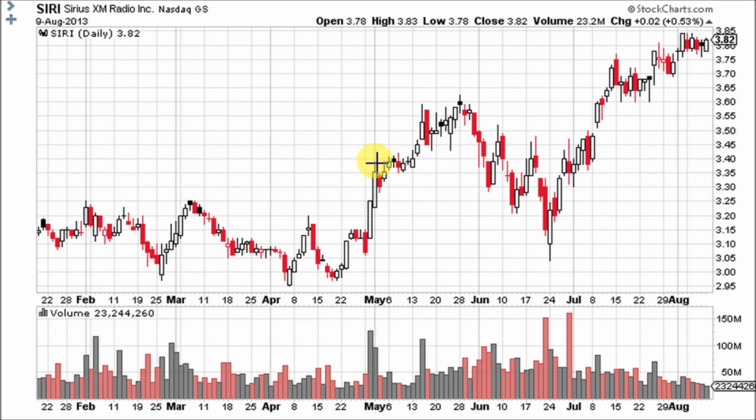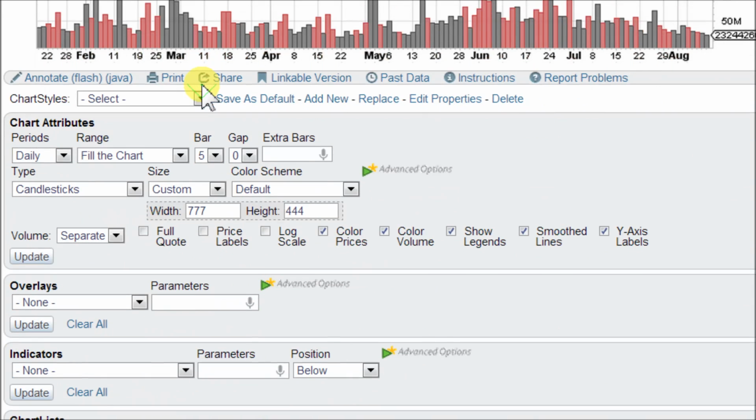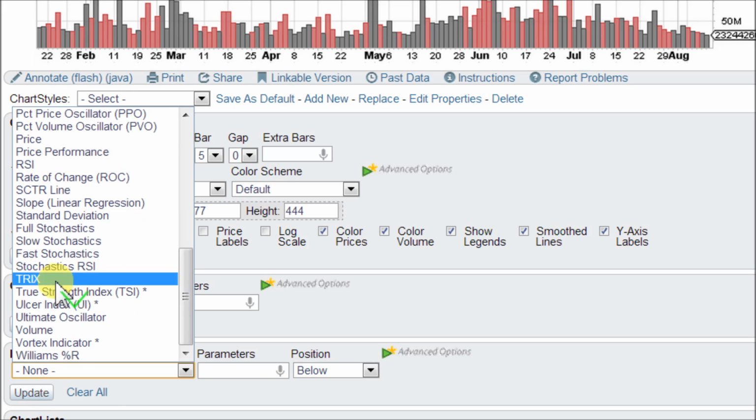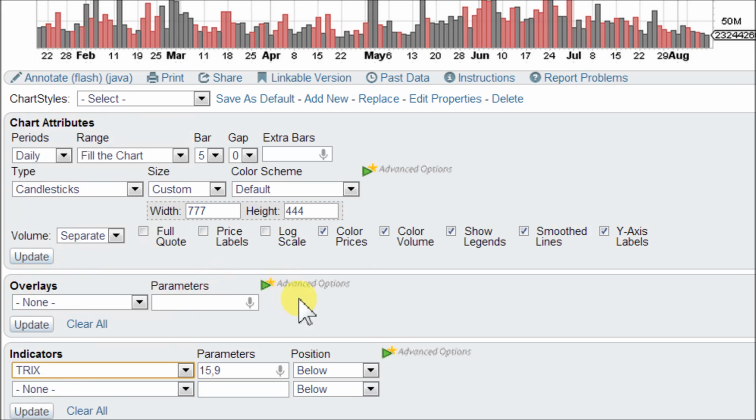Now let's go ahead and load up the Trix on this chart for SIRI here at StockCharts.com. If you scroll down to the bottom into the chart attributes area, click in indicators. You'll have to scroll to the bottom here to get the Trix. The standard setting for the Trix is 15 for the triple smooth EMA and 9 for the signal line. Chartists looking for more sensitivity should try a shorter time frame, which would be 5,9. And for long-term traders, a 45,9 works good on daily, weekly, and monthly charts.